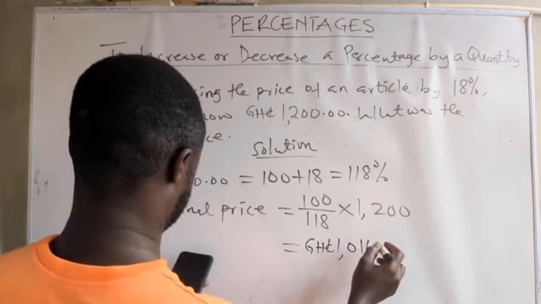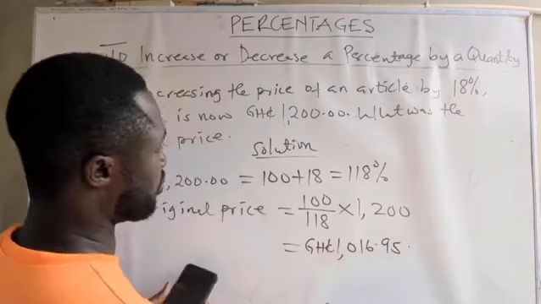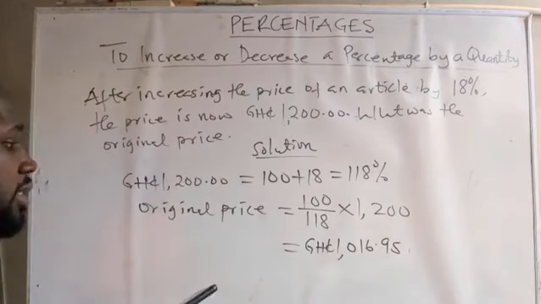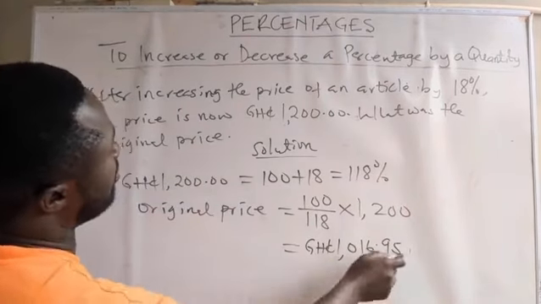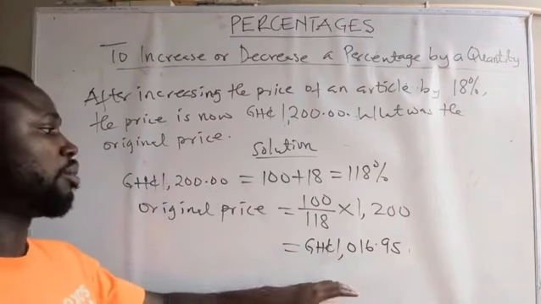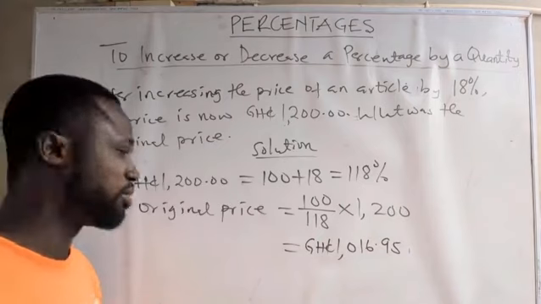So 100 divided by 118 times 1,200, and that will give us 1,016 Ghana cedis, 95 pesewas. So this was the original value before it was increased by 18%, and it became 1,200.